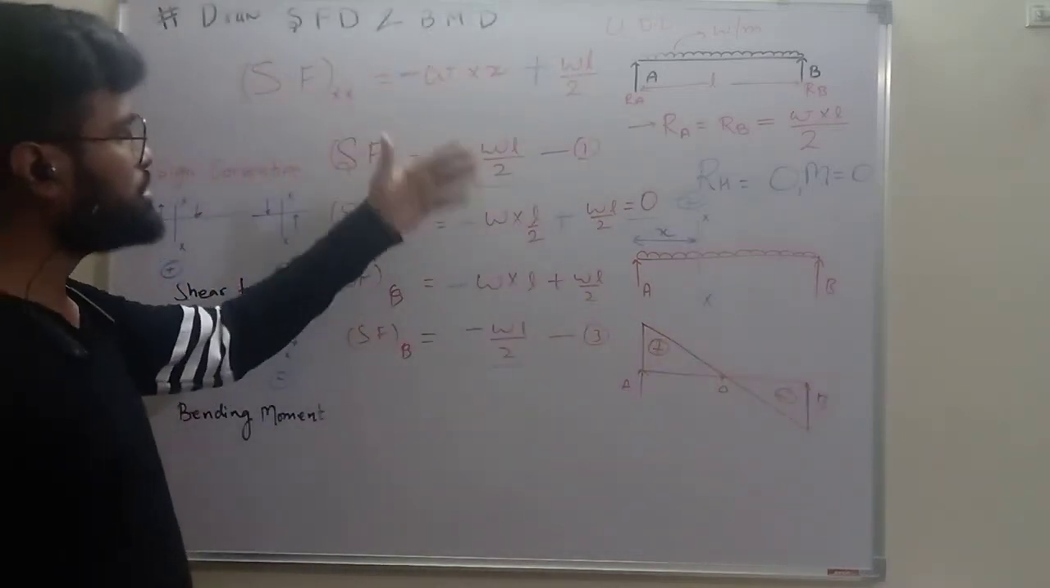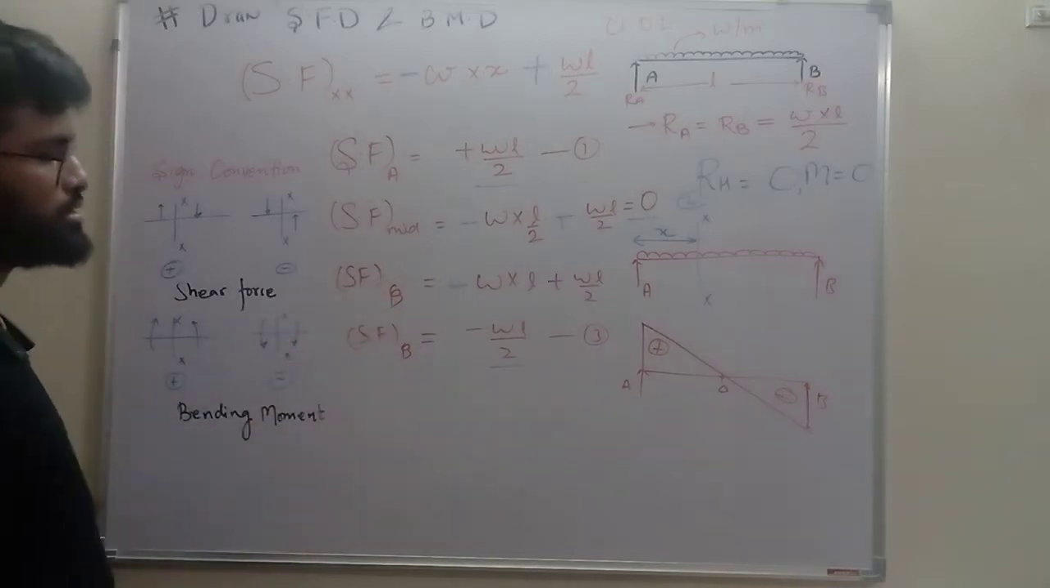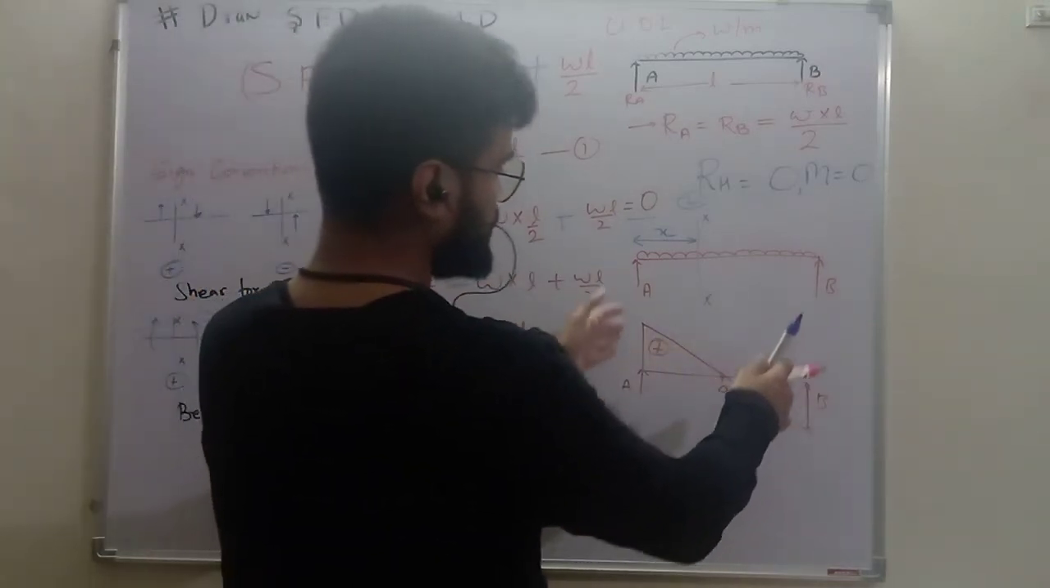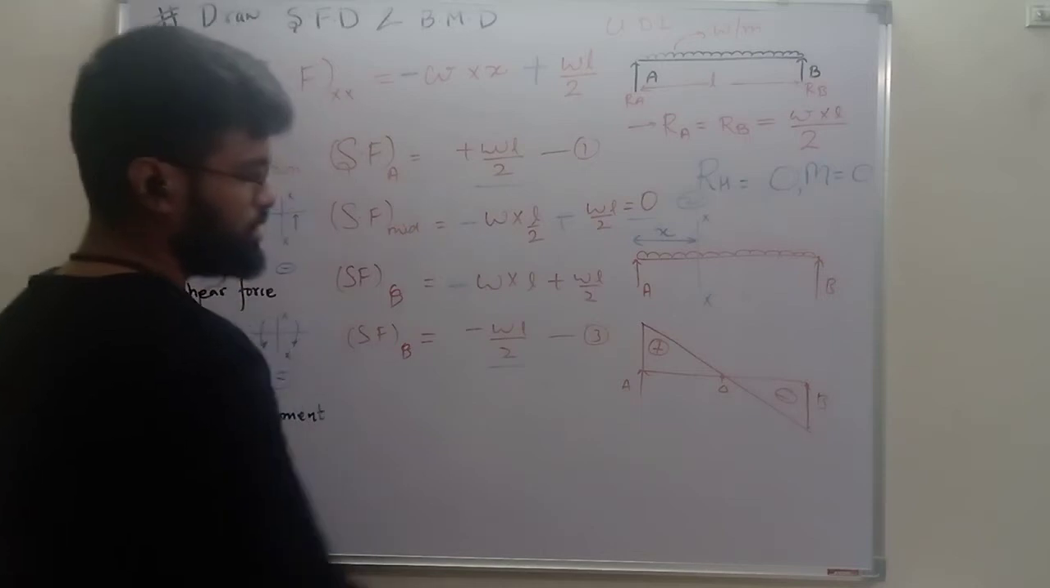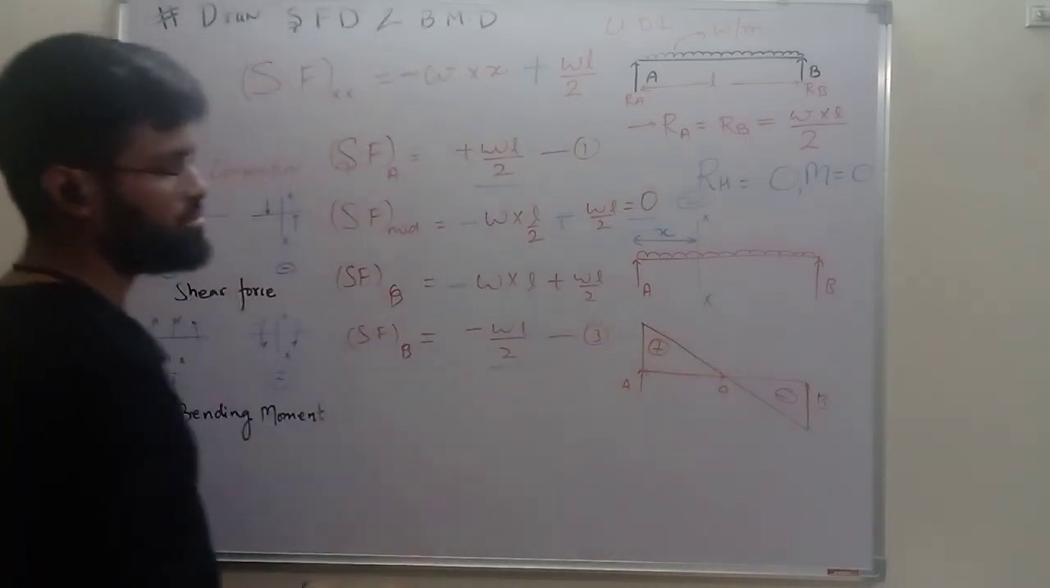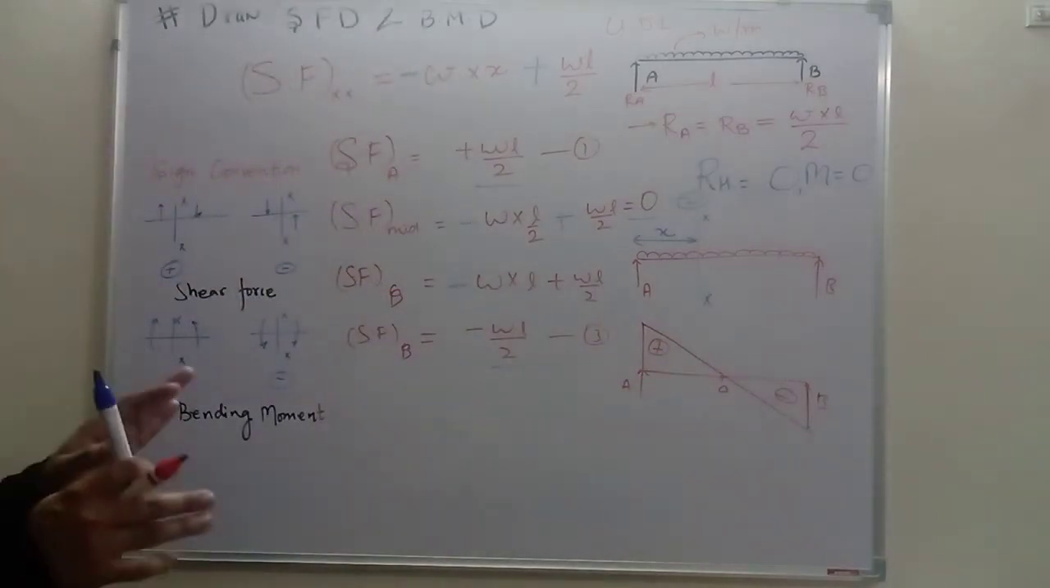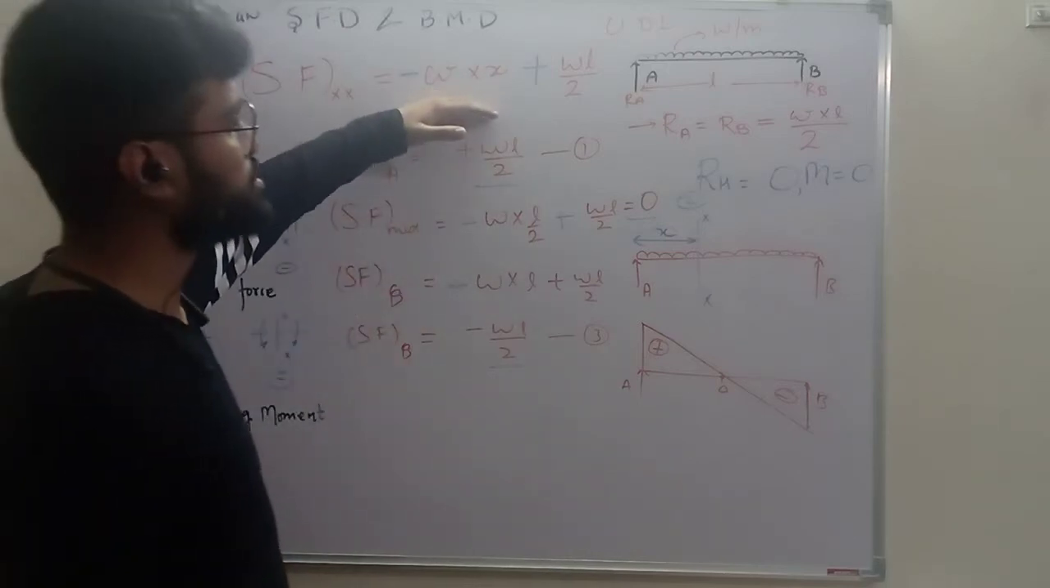But by getting the positions at A and B and center, it is clear now that we will have this type of shape. It will be a triangle. Those two triangles are similar. So first of all, we have to draw the shear force equation.